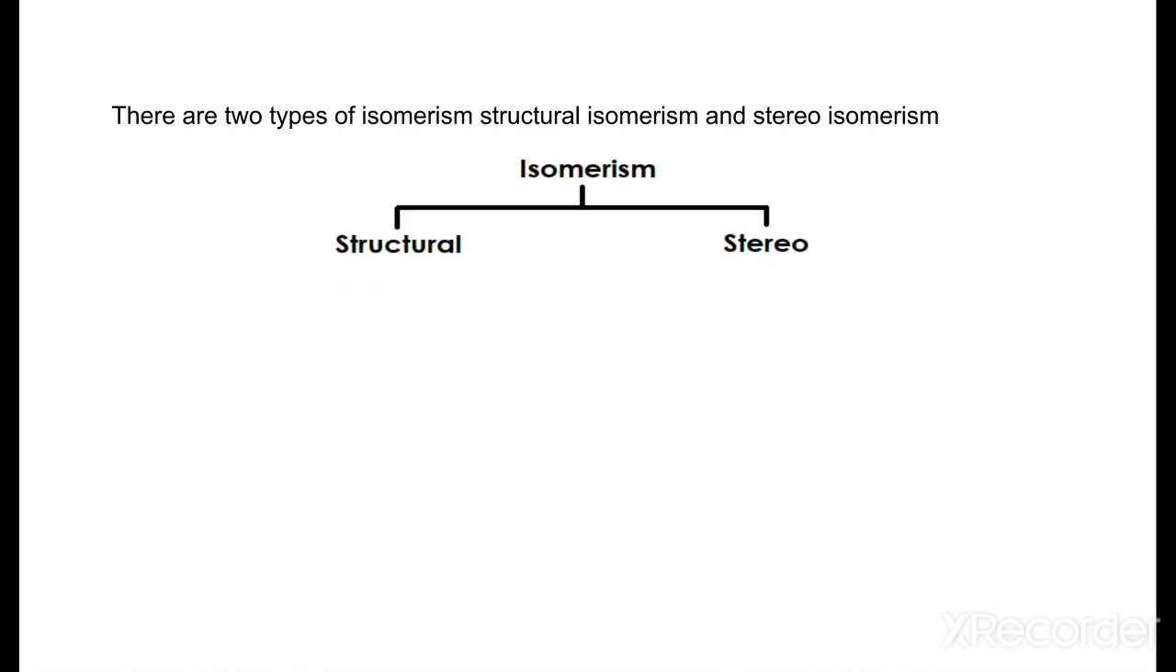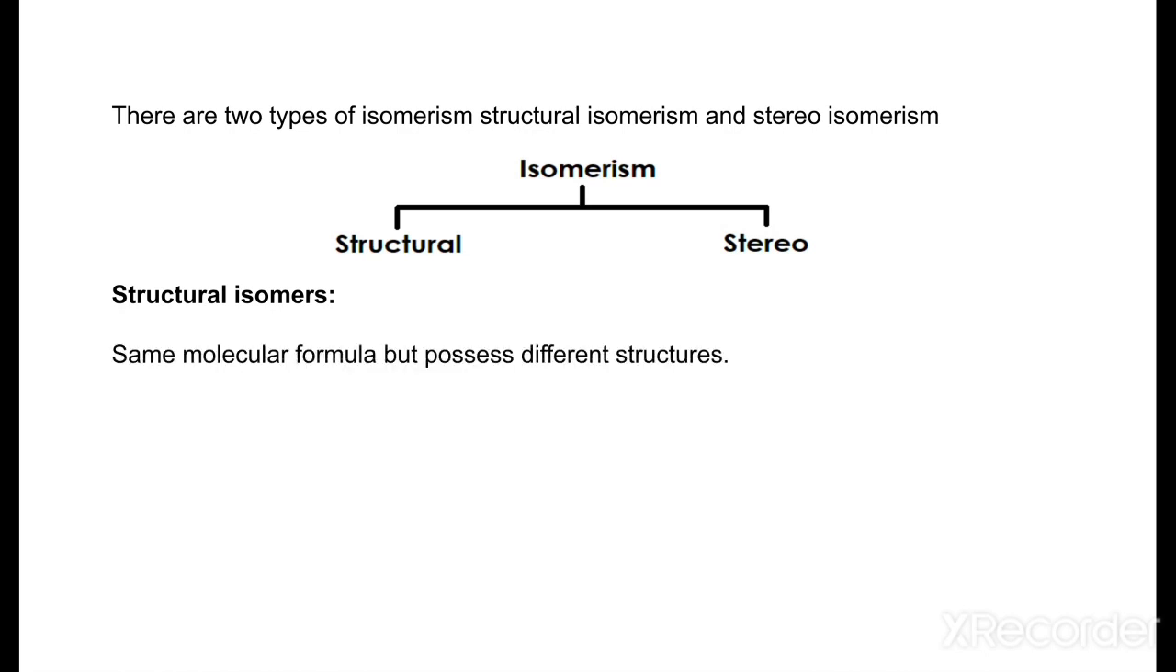There are 2 types of isomerism. One is structural isomerism and another one is stereoisomerism. Look at this T diagram. Isomerism can be divided into structural as well as stereo. Now we are going to see the structural isomer. What is a structural isomer? Structural isomers have the same molecular formula but possess different structures.